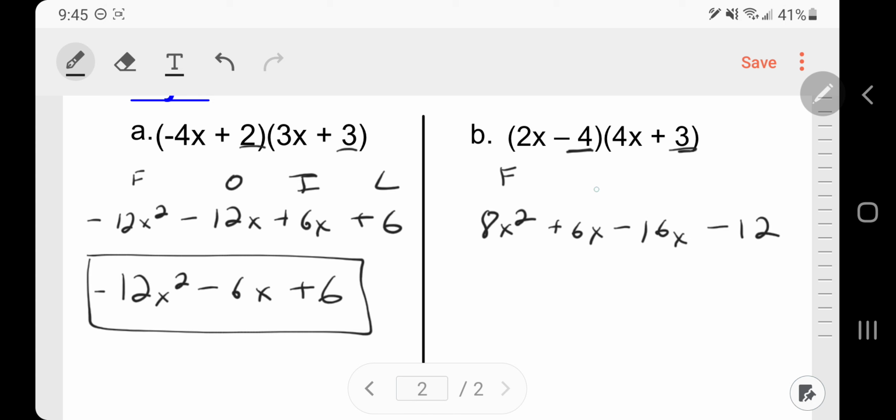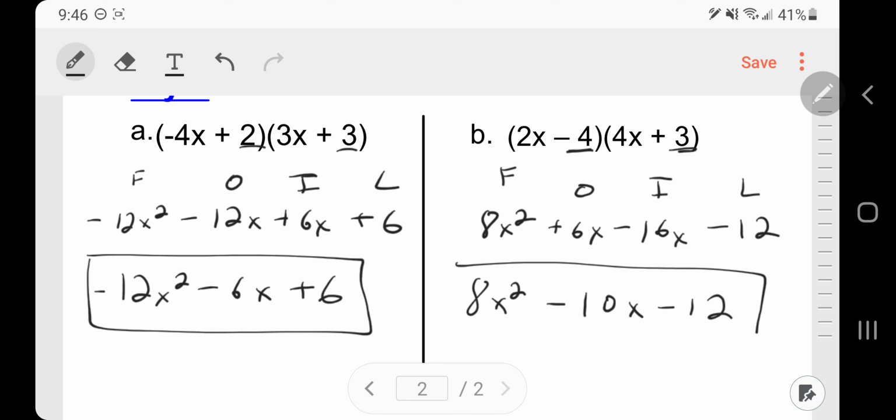Again, I'll label these so we can see them. First, outer, inner, and last. And again, the middle terms are like terms here, so we end up with 8x squared. 6x minus 16x is -10x, so it's minus 10x minus 12.